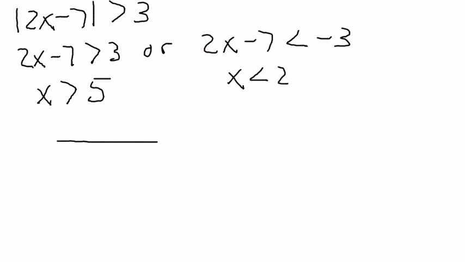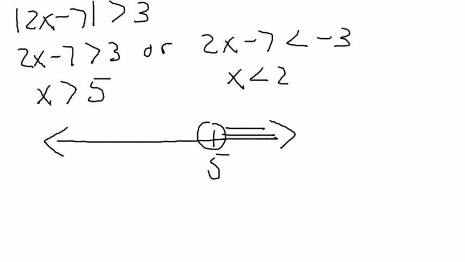If you were to look at this on a number line, greater than 5 over here, open circle, color to the outside. 2 right here, open circle again because it's not equal to, color to the outside. We don't do number lines a lot, but we will look at some sign lines in just a little bit.